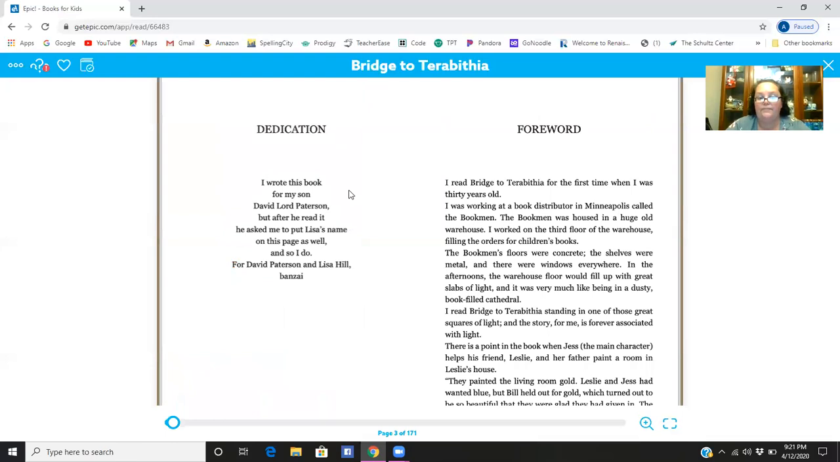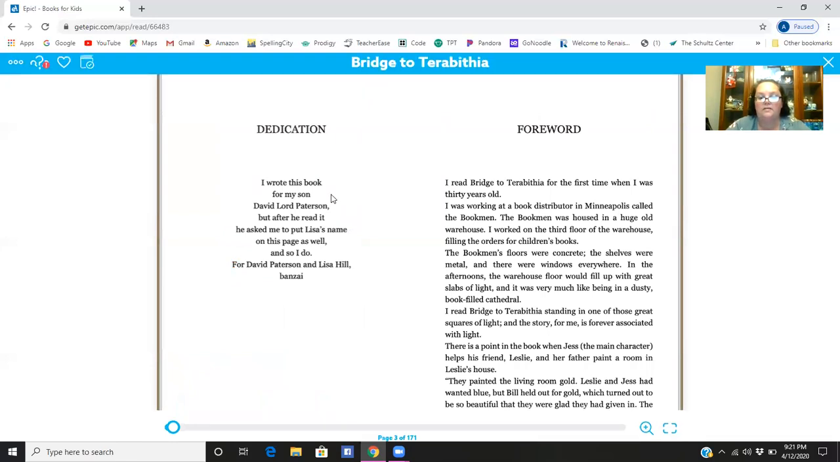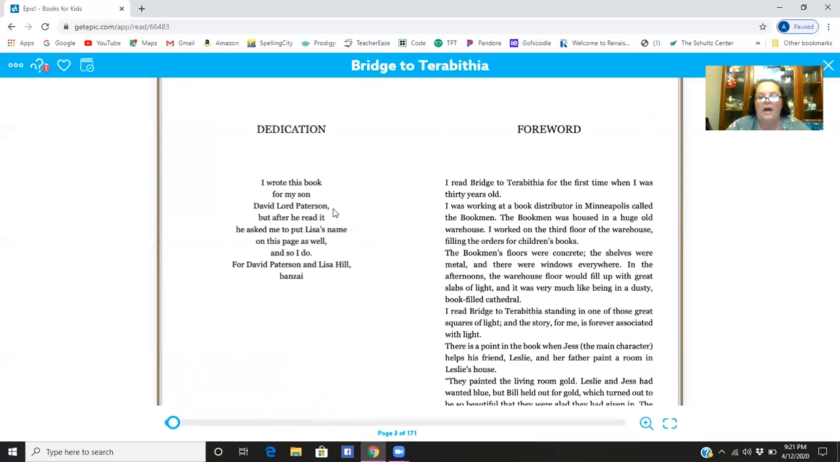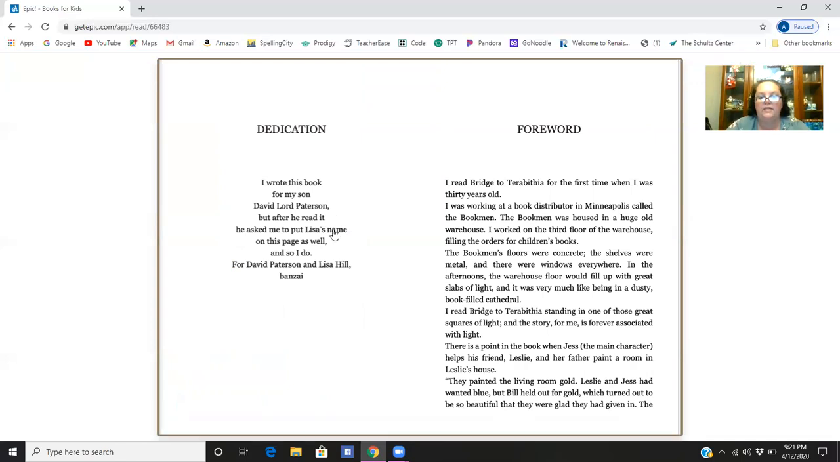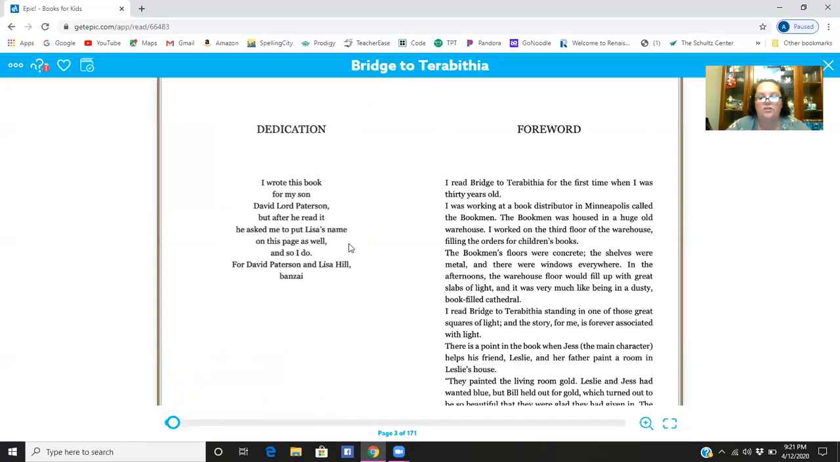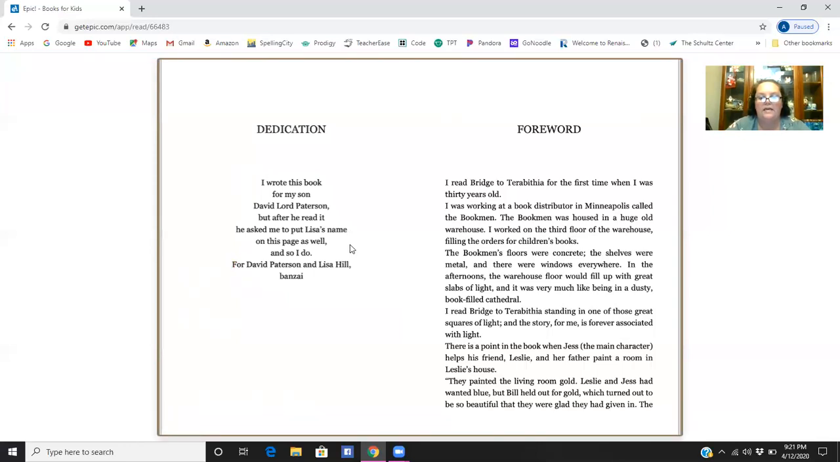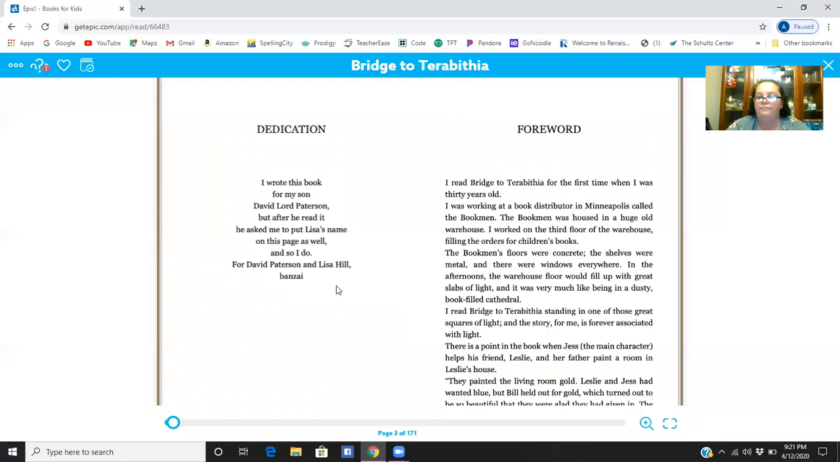Okay, dedication. I wrote this book for my son, David Lord Patterson, but after he read it, he asked me to put Lisa's name on this passage as well, and so I do. For David Patterson and Lisa Hill, Bonsai.